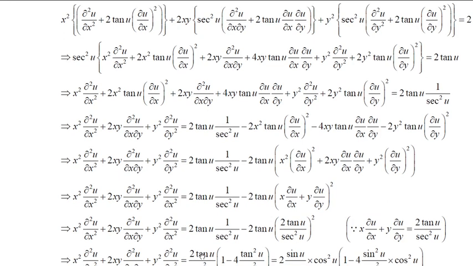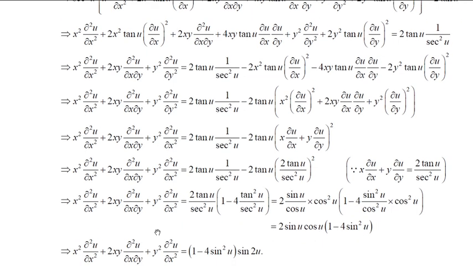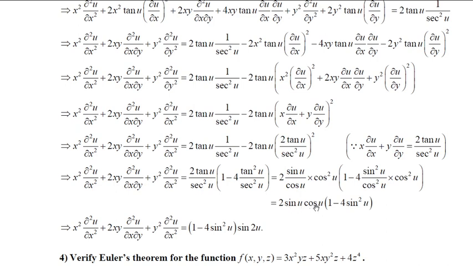But we know that tan u is sin u by cos u and 1 by secant square u is cos square u. Tan square u is sin square u by cos square u, 1 by secant square u is cos square u. Cos square u cancels, one cos u cancels, so you are left with 2 sin u into cos u, which is nothing but sin 2u. So if you write 2 sin u into cos u as sin 2u, you get this one. This was the expected result. So this completes the solution of this problem.